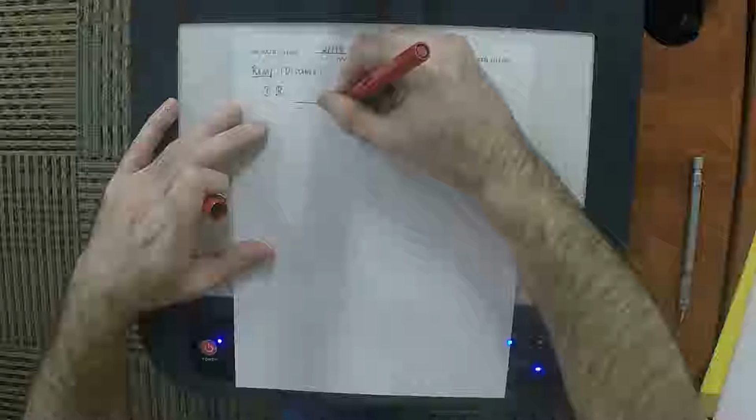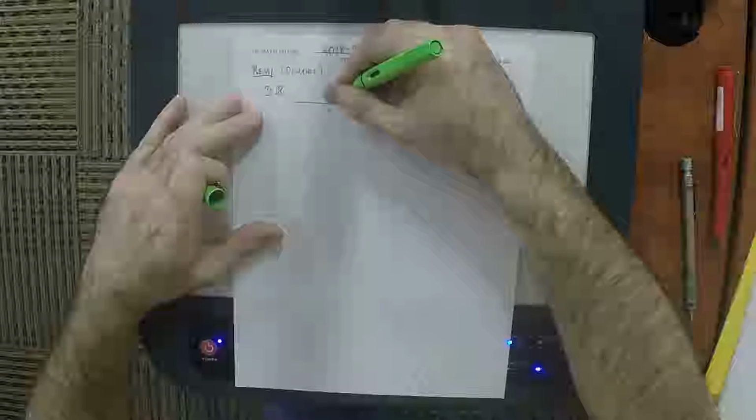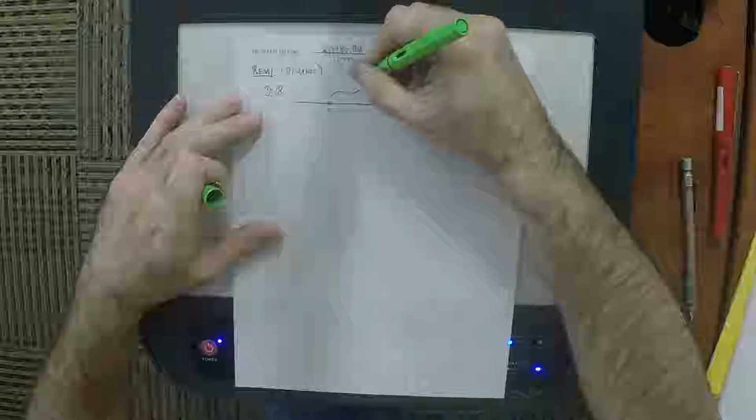Suppose we select 2 points, x1 and x2. What we would like to know is this measurement right here, which we'll call D.